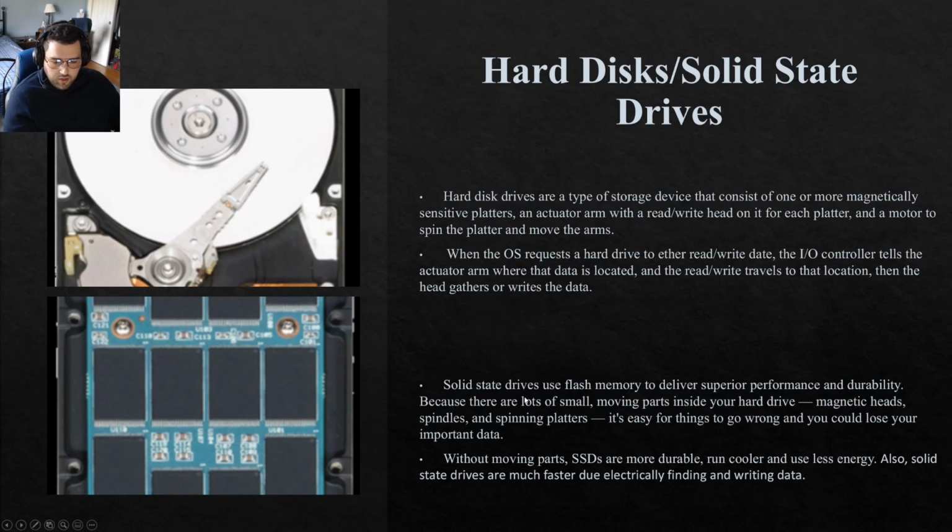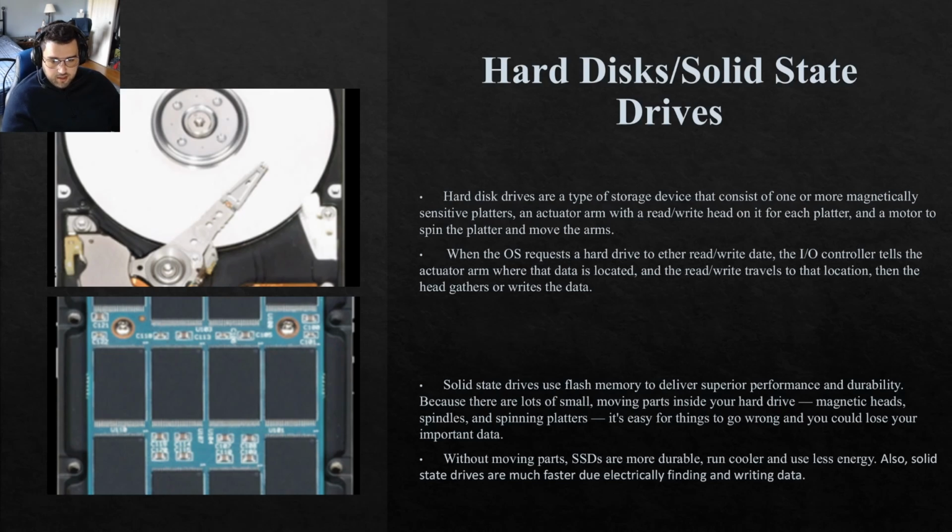I have referenced a read/write head a couple times, and you might be wondering what that is. Well, there are two different types of drives: hard drives and solid state drives. Hard drives do have this arm, and it is much more important to be considered. So, as an overview, hard drive disks are a type of storage device that consists of one or more magnetically sensitive platters, an actuator arm with this read/write head on it for each platter in the drive, and then a motor to spin both the platter and move the arms.